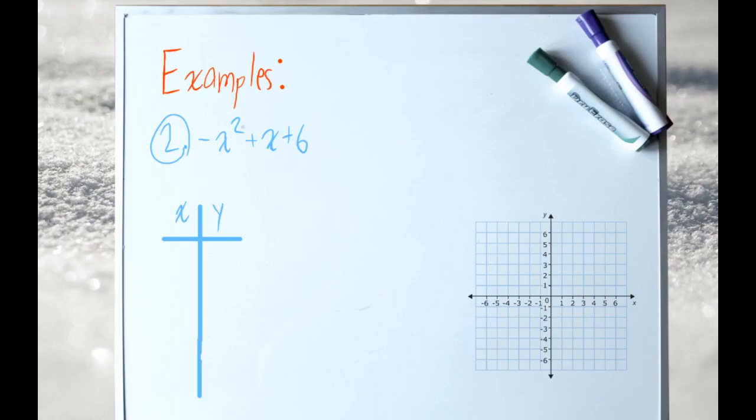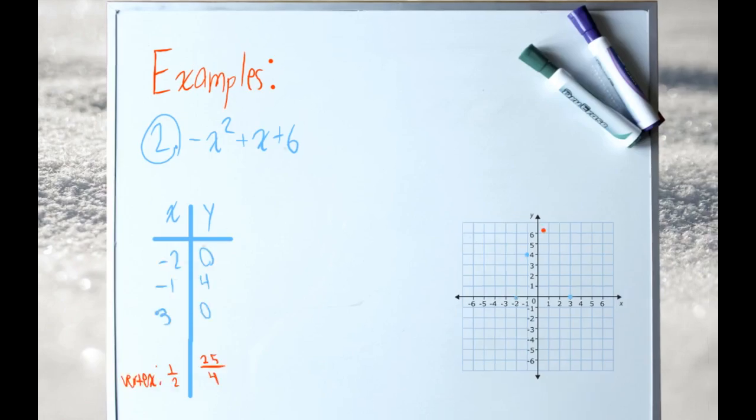We have -x squared plus x plus 6. When we get our table, we get this, and we can plot it, and we'll get this. Let's connect our points. So we find that our x-intercepts are at x equals -2 and x equals 3.